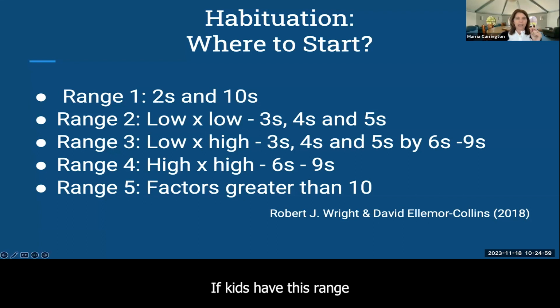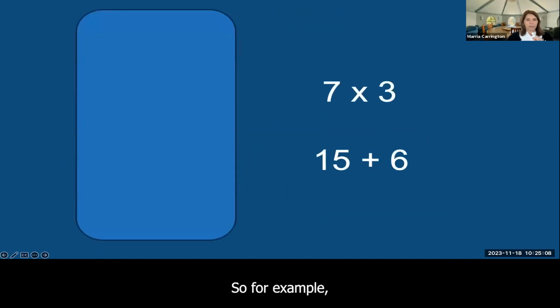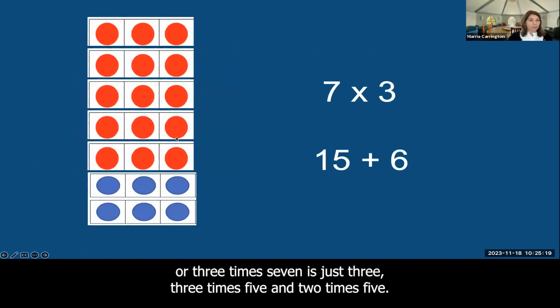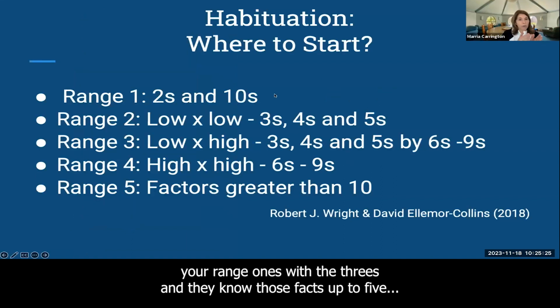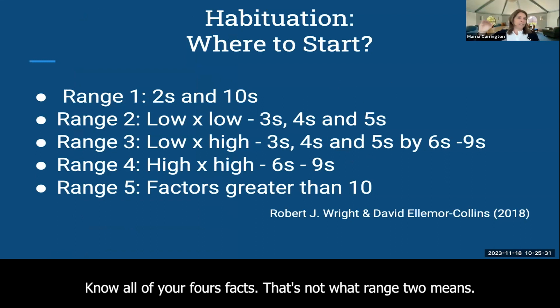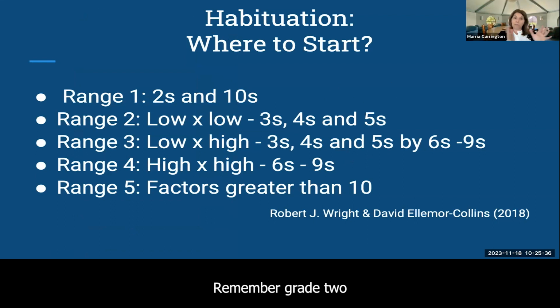If kids have these range 2 facts down, they can also use those to create the others. So for example, if we think about 7 times 3, or 3 times 7, it's just 3 times 5 and 2 times 3. If you've already done your range 1s with the 3s and they know those facts up to 5, this doesn't say know all of your 3s facts, know all of your 4s facts. That's not what range 2 means. It means know your 3 facts up to that 5th multiple. Remember, grade 2, we're going up to that 5th multiple in the array. So they've got some knowledge there.